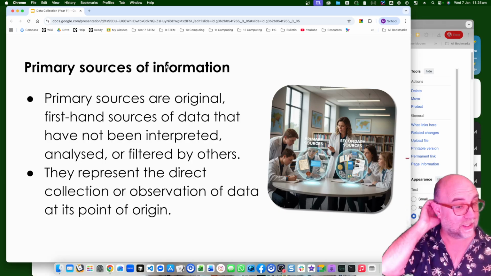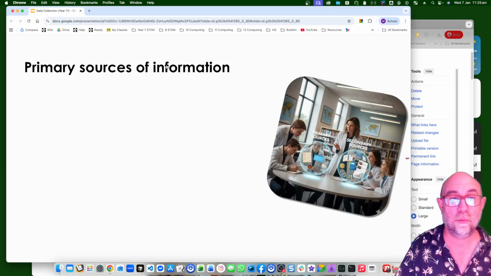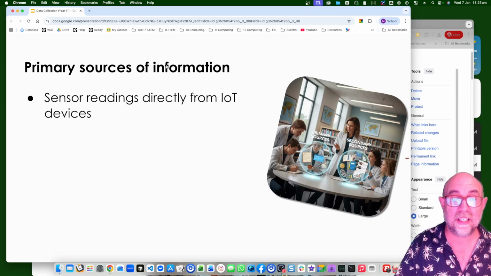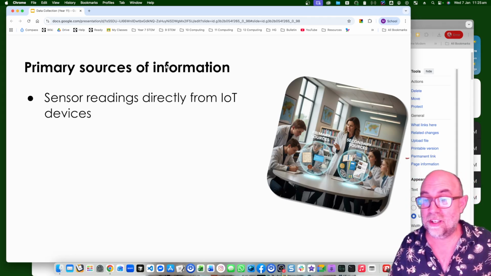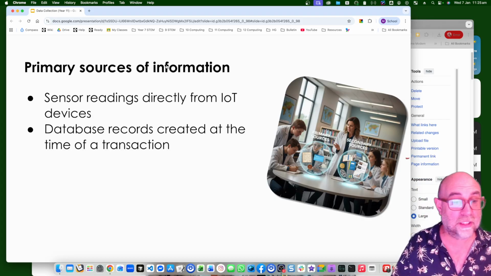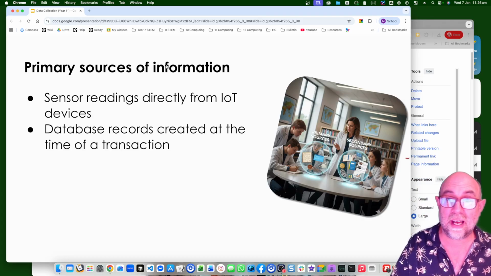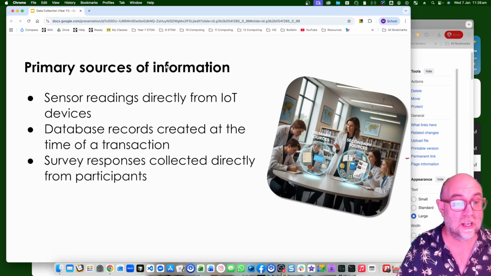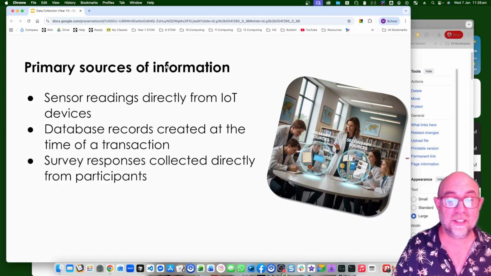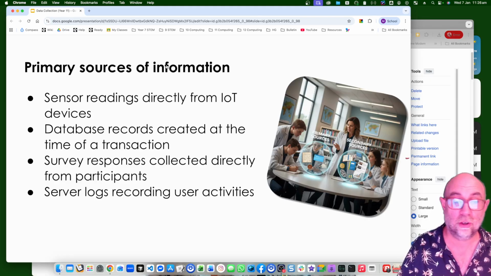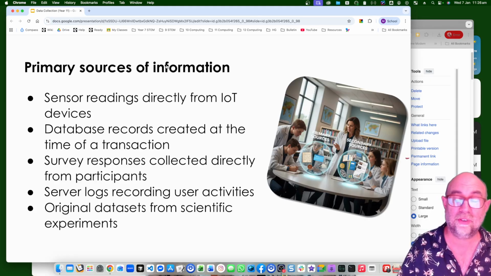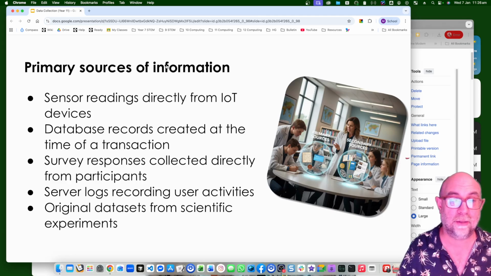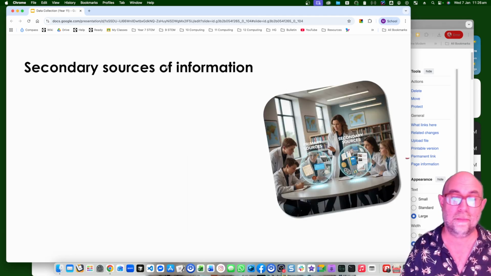They represent the direct collection or observation of data from its point of origin, such as sensor readings from the IoT device, that's Internet of Things by the way, database records created at the time that something happened, survey responses collected directly from participants, server logs. All of these things, original data sets from your scientific experiment. All of these are primary sources of information.